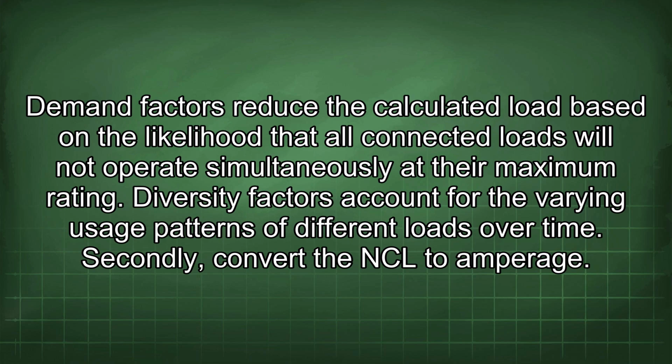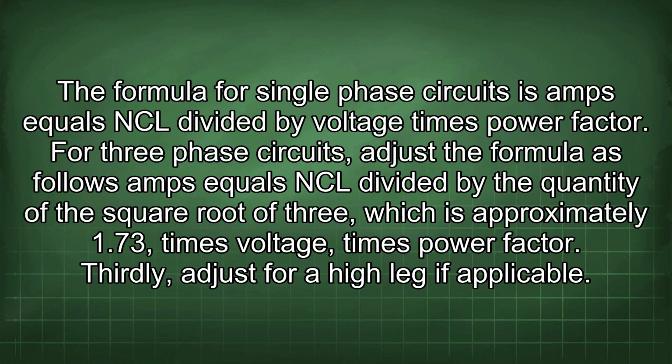Secondly, convert the NCL to amperage. The formula for single-phase circuits is amps equals NCL divided by voltage times power factor. For three-phase circuits, adjust the formula as follows: amps equals NCL divided by the quantity of the square root of 3, which is approximately 1.73, times voltage times power factor.